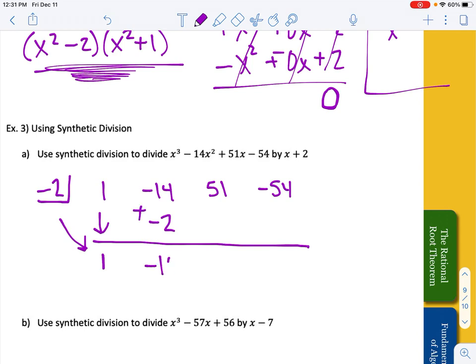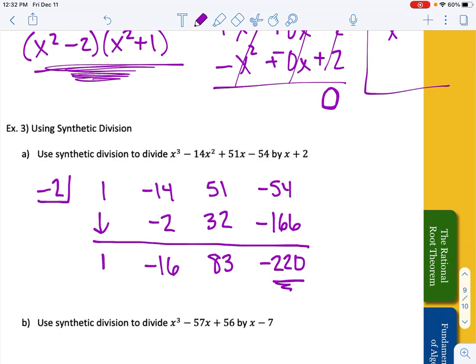From here, I add down. So I get negative 16. And then I repeat the process over. So I take negative 2 times negative 16. And I get positive 32. And then I add down and get 83. And then I take negative 2 times 83. I multiplied those and I put it up here. I get 166. And then I add down and get negative 220.